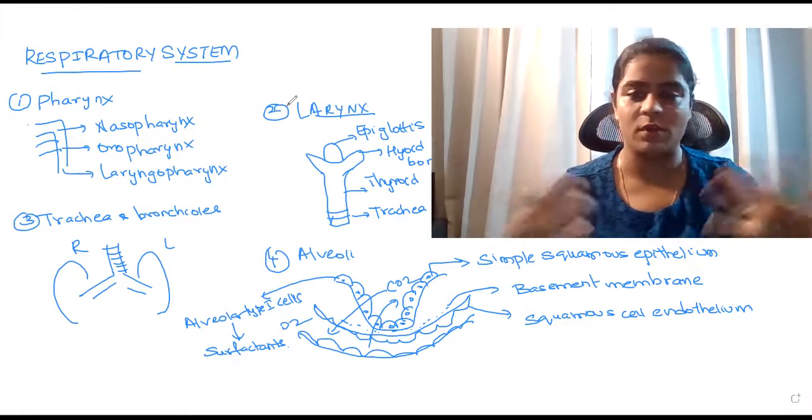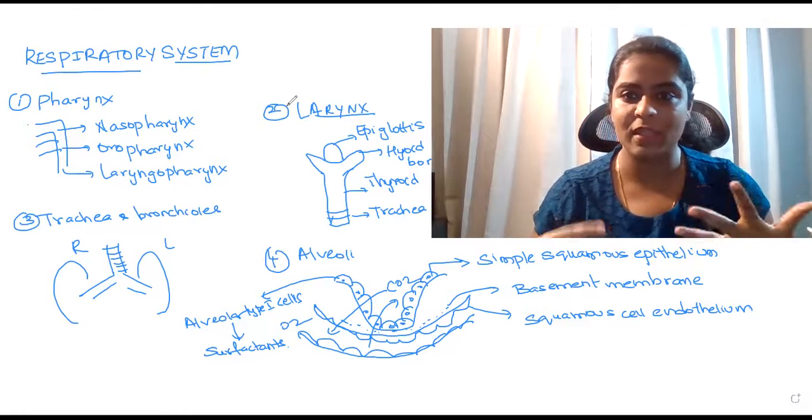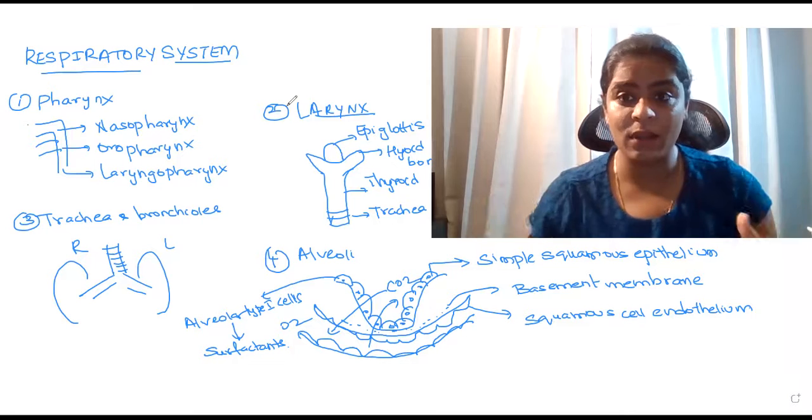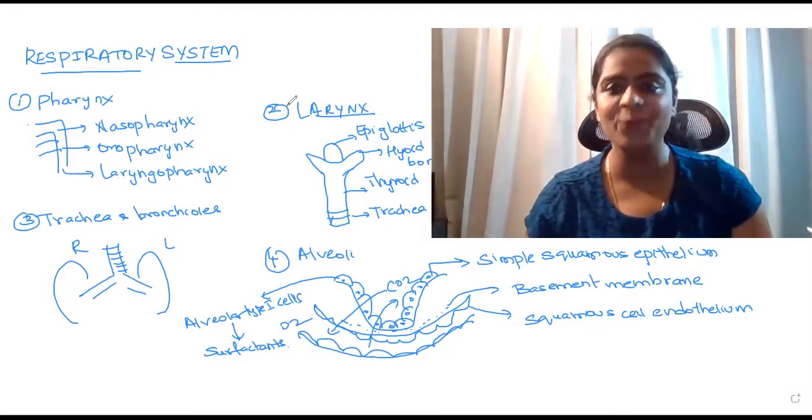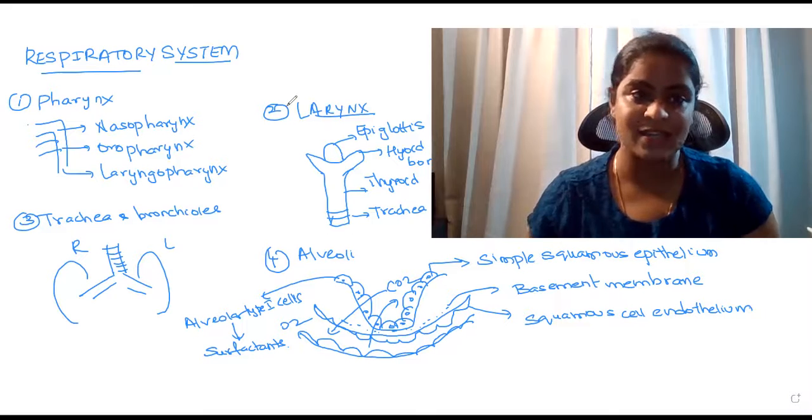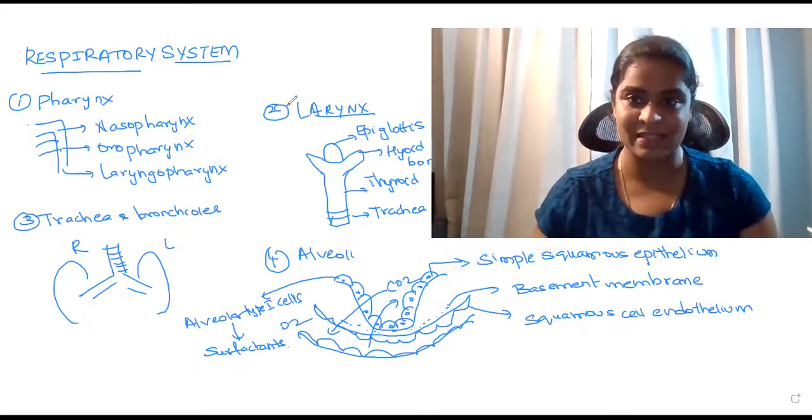How does oxygen go in? And you might be thinking, when you breathe, does the lung collapse, and what's preventing the collapse? These are all things we are going to study tomorrow. So let's begin with today's class, which is about the parts of the respiratory system.